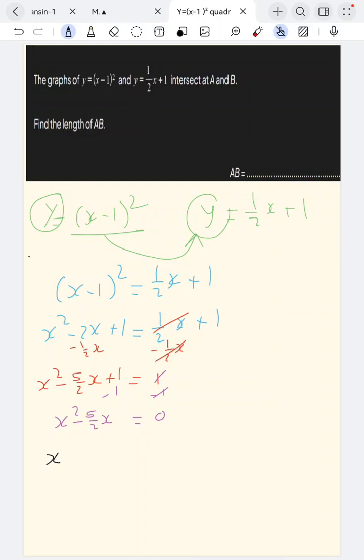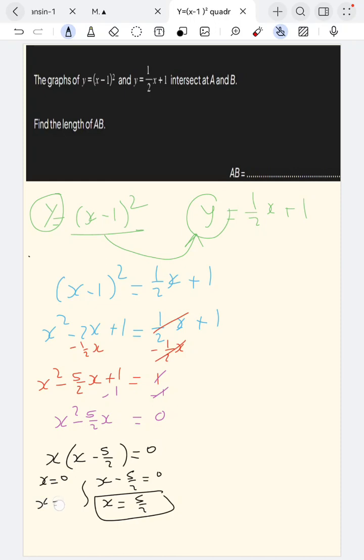We'll take x as a common factor, factorizing by the highest common factor, then x times (x minus 5 over 2) equals 0. When you have two factors multiplied equals 0, the first one equals 0 or the second one equals 0. So x equals 5 over 2 or x equals 0. I got two values for x, so I got the x coordinates for A and for B. Now we need to get the y coordinates.